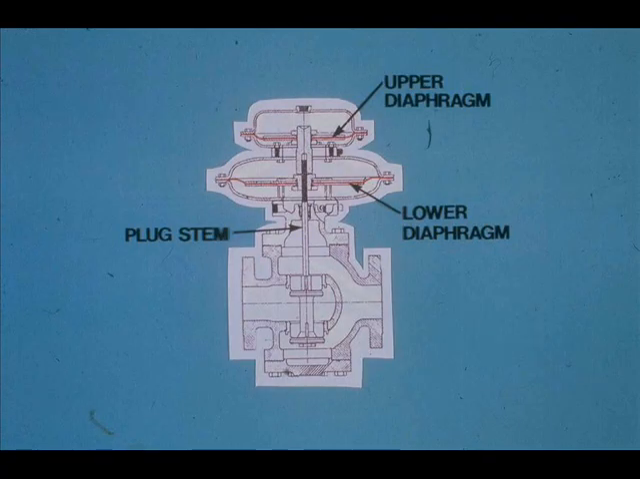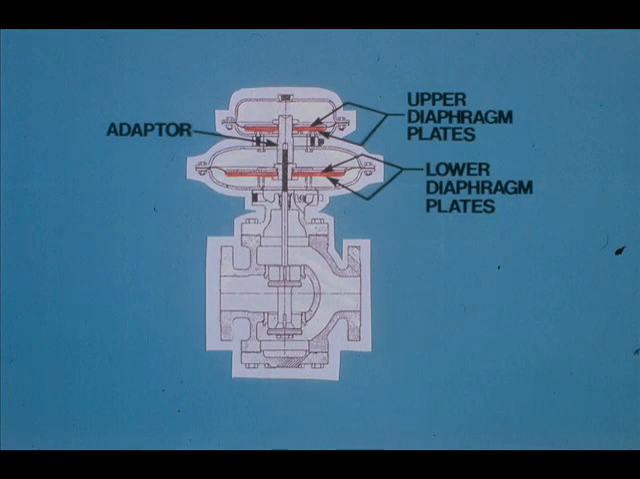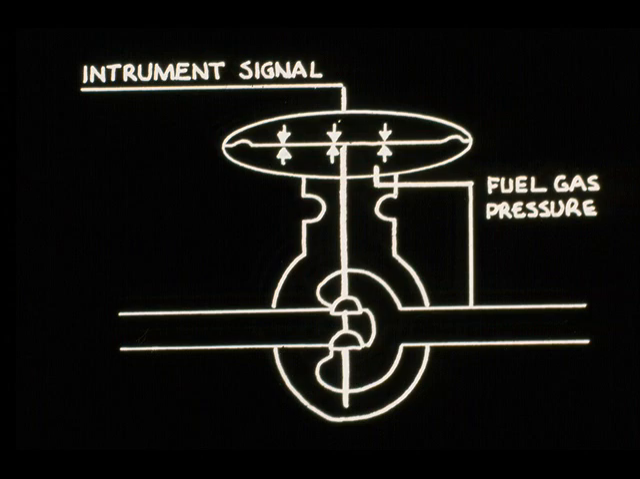This balance valve actuator has a double diaphragm as a safety feature. The parts to the actuator are lower diaphragm, upper diaphragm, plug stem. These parts are the adapter, upper diaphragm plates, lower diaphragm plates. The balance valve is used on low pressure gas applications.